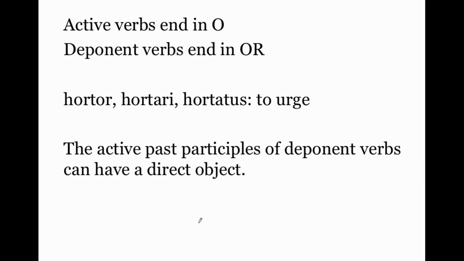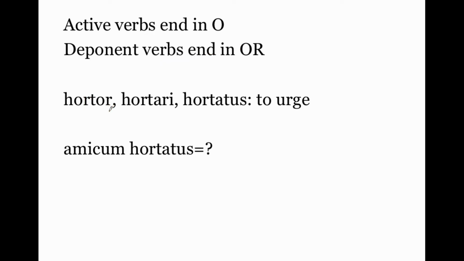Okay, so let's look at another example. Again, if it ends with an OR, as you say, hortor ends with an OR, that makes it a deponent verb. Not only do deponent verbs have active past participles, but an active past participle can take a direct object. So take a look at this. Hortatus, the active past participle.